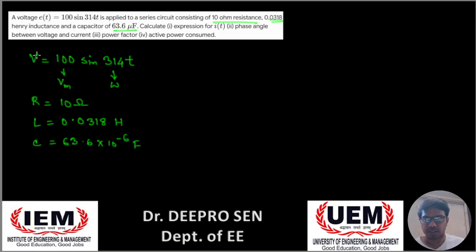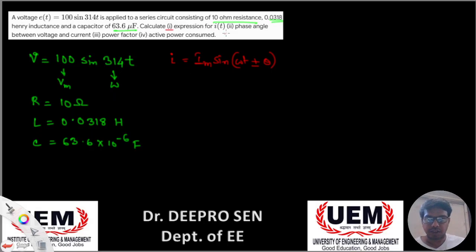That means this was V. We need to find out, let's take another color, we need to find out I, the expression of the I. That means in this form, plus minus theta. We have to find out this theta. We have to find out Im.